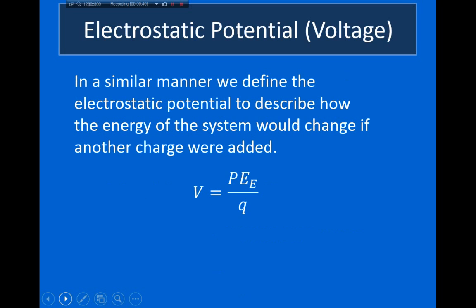In a similar way, I want to introduce the concept of the potential. The potential describes the change in the potential energy that would occur if we add a charge to the system. So we define the potential as being equal to the change in the potential energy that occurs when we add a charge to the system, divided by the charge of this particle. So once again, we have a quantity that only depends on the environment of the system.